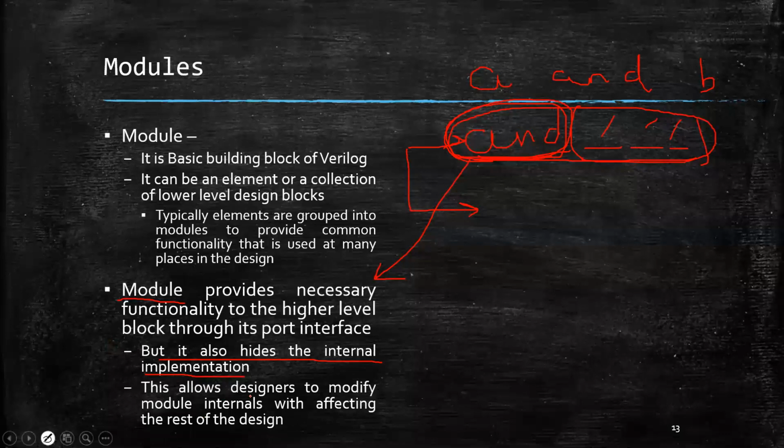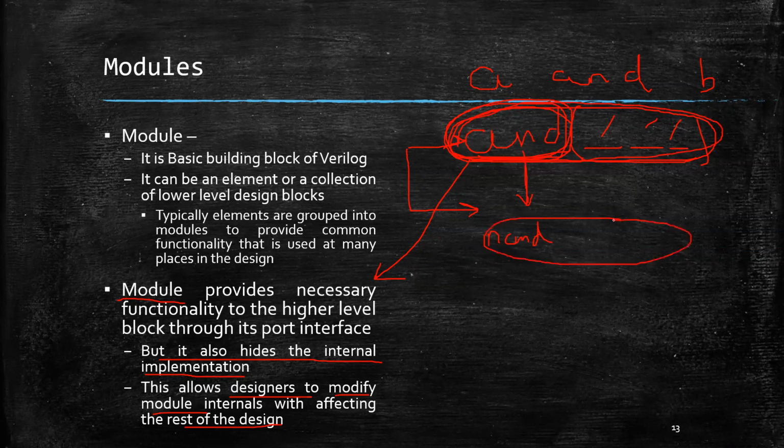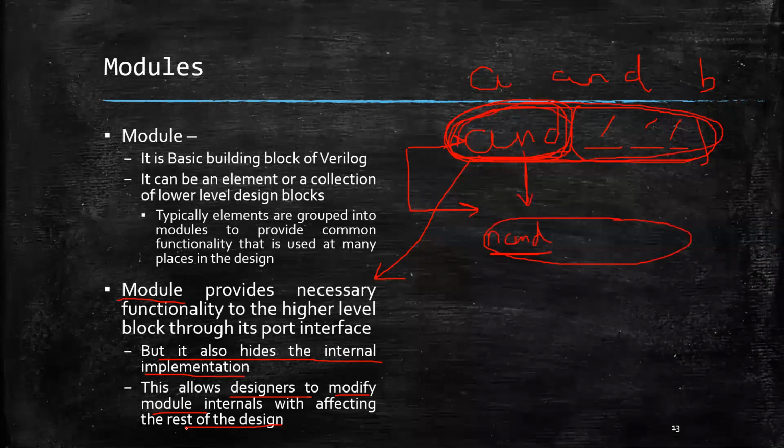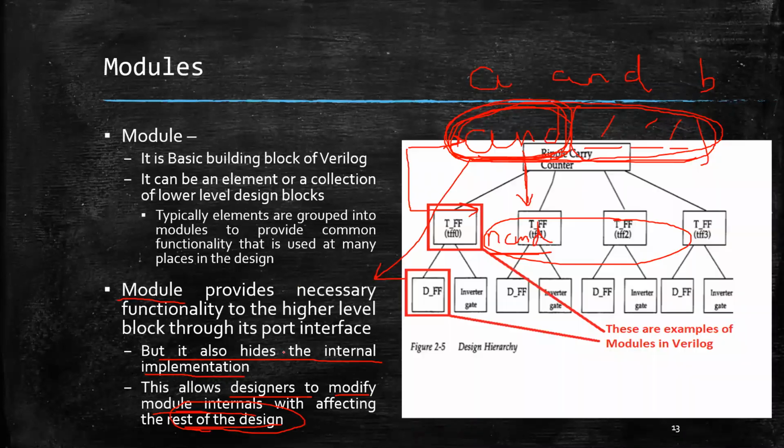Apart from this, designers are permitted to modify the module without affecting the overall design. Suppose you are using an AND gate to build the adder, and now instead I want to build the adder using a NAND gate. You can make the modification over here and build the adder implementation using the NAND gate. You are not changing the rest of the design, just some internals, and you are trying to obtain the overall functionality. That is what it implies.